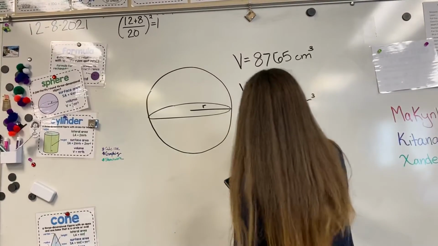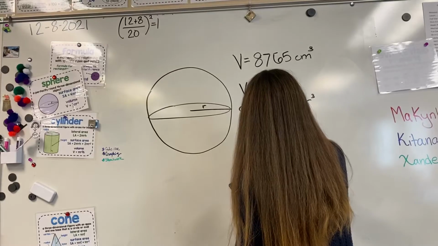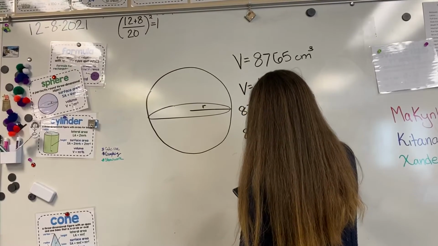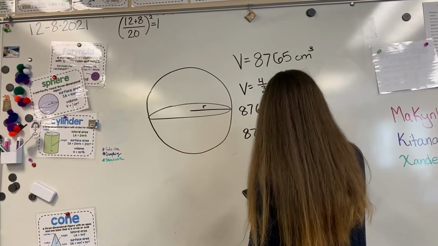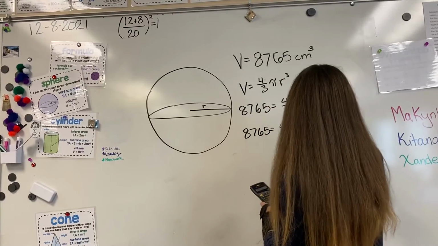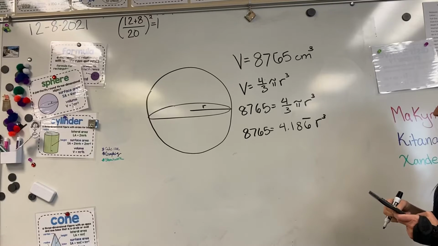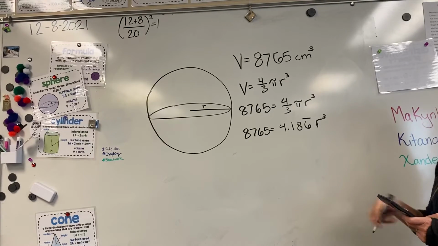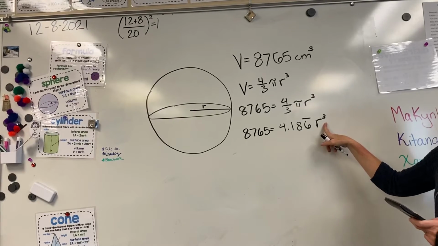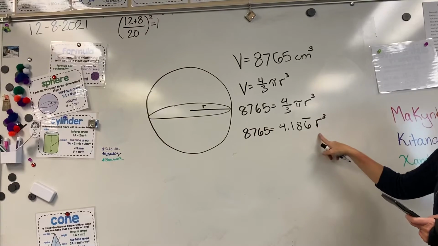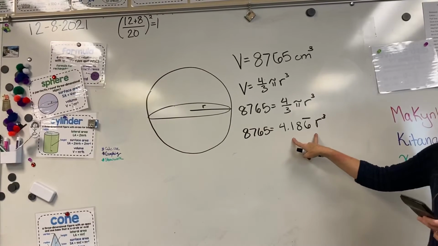So I end up with 87.65 equals 4.186, and then the 6 goes on to infinity, times the radius cubed. Oh, that's it? No. I need to solve for radius. I've got this radius stuck to 4.186. So what do I need to divide both sides by to get it alone?